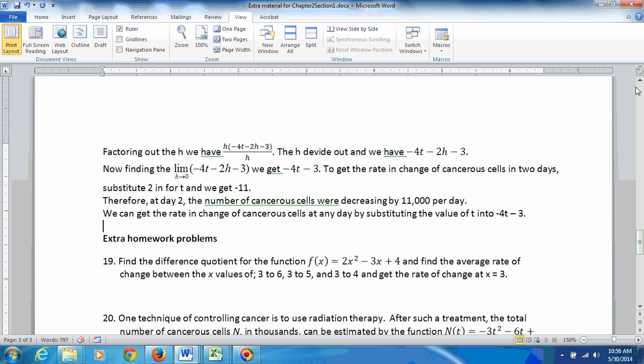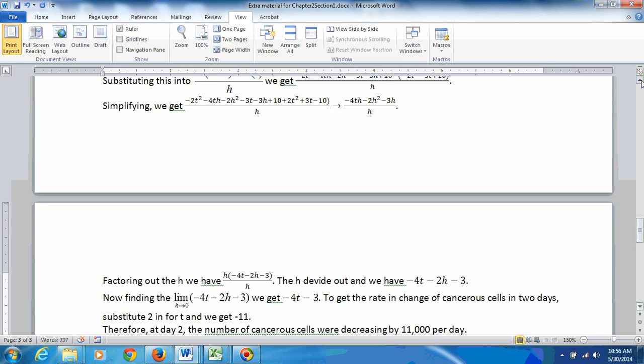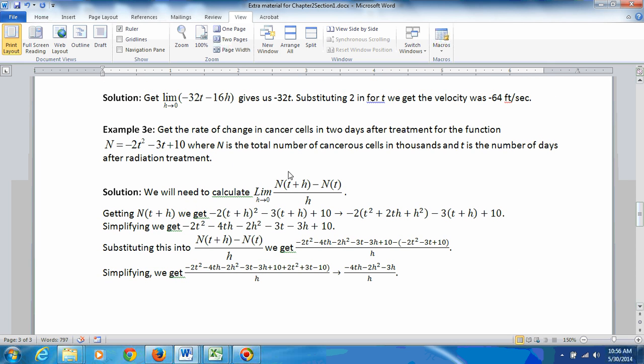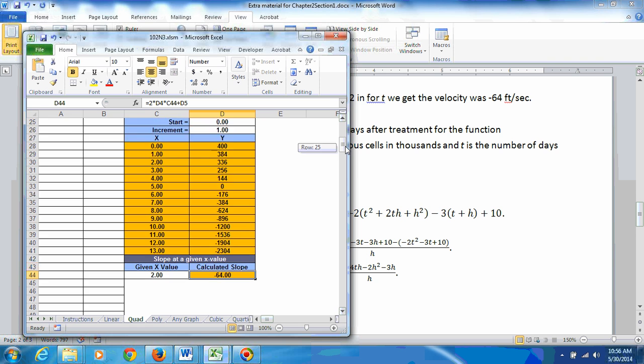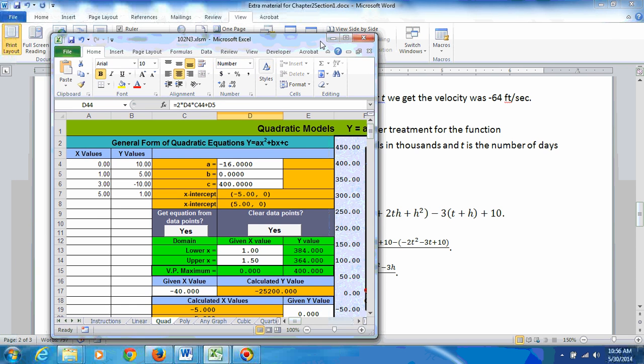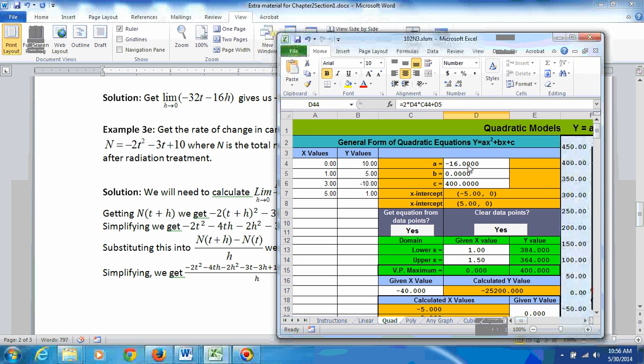The original function, again, is -2t squared - 3t + 10, and putting that in on the Excel sheet. Let's do that up here. So my coefficients on the quadratic sheet are -2, -3, and 10.